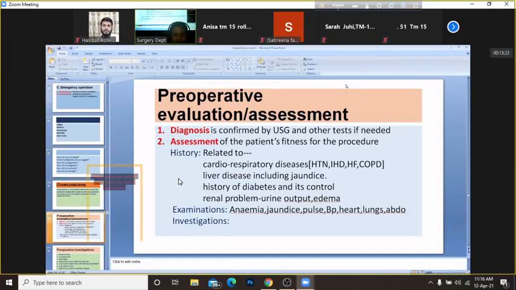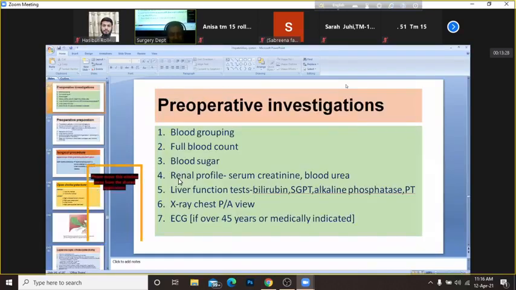And after doing all these clinical examinations, we have to go for certain investigations. That is almost a routine test for any operation. Here only special is liver function test. So we have to do the blood grouping, blood count, blood sugar, renal profile like serum creatinine, blood urea, liver function test. Because many times, at least 5 to 10% of cases, there may be subclinical jaundice or impairment of the liver function that might adversely affect the outcome of the operation.